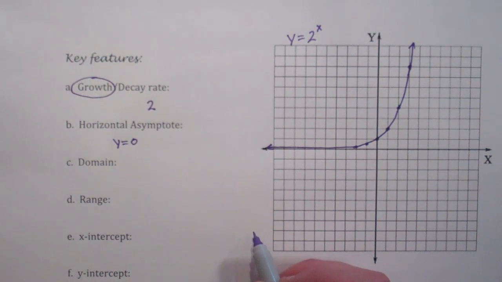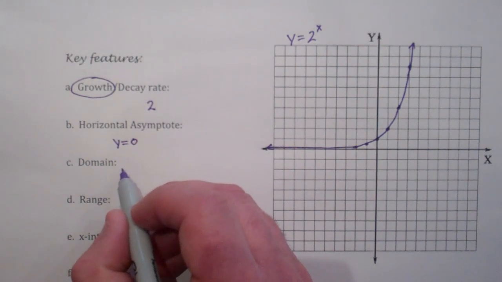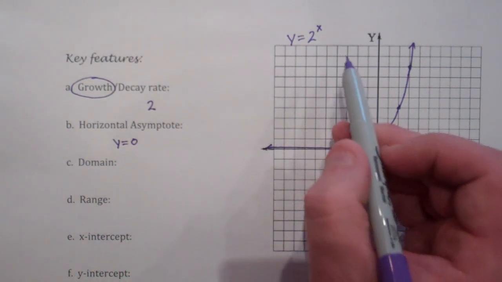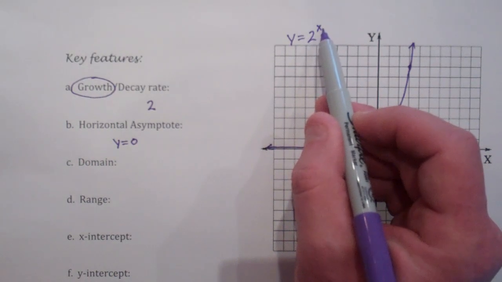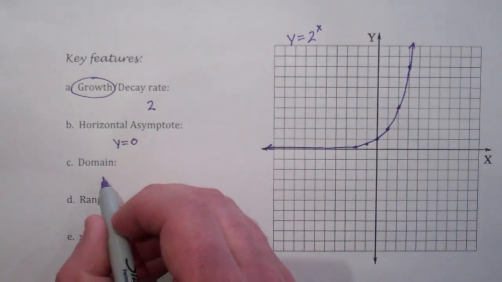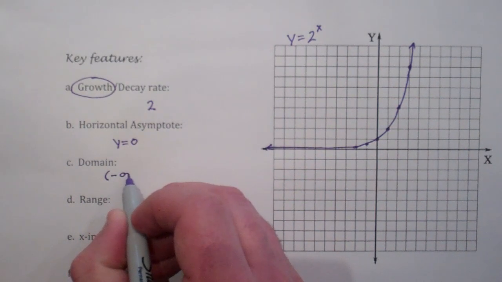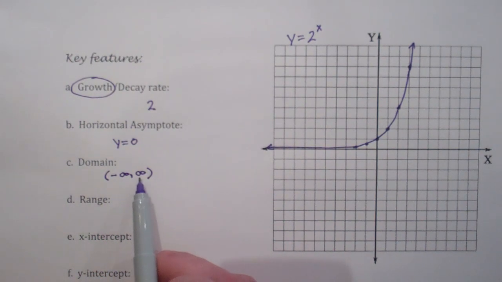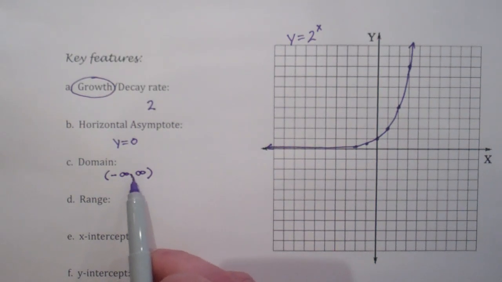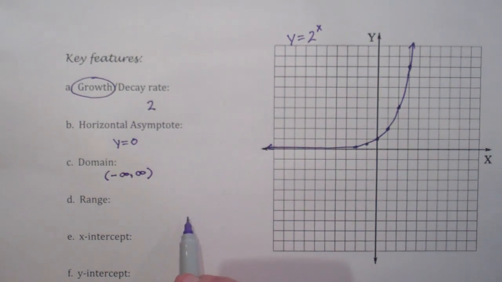The domain are all the possible values of x, and if you look at the equation, you could substitute anything for x in here. Could be positive, could be negative, could be a fraction, could even be pi. So the domain is all real numbers. In interval notation, we represent that as negative infinity to infinity, meaning from negative infinity and everything in the middle all the way to infinity.